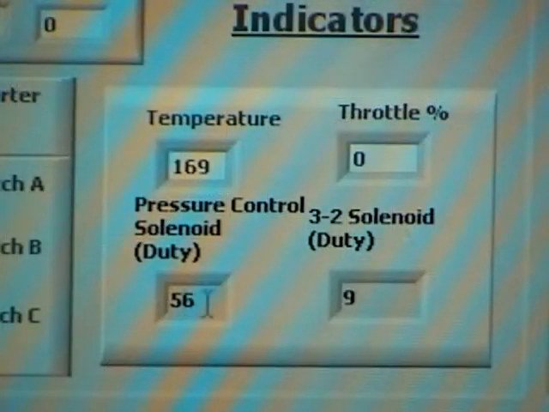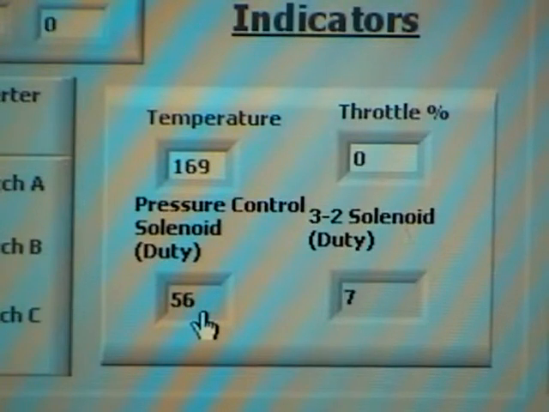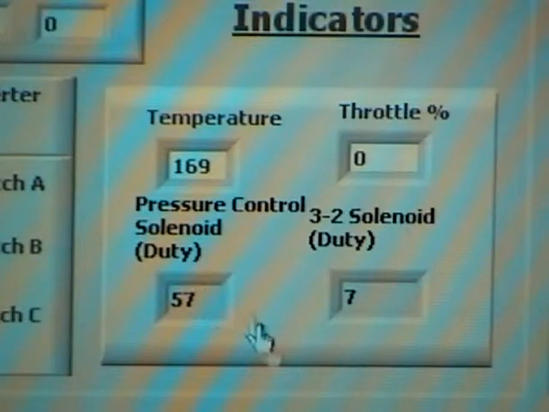Now the indicator right here is showing duty cycle, and it's at 60% right now, and that is actually the minimum line pressure that is allowed in the transmission. And as this goes down to 0, it is approaching the highest line pressure. So you just have to keep in mind that it's reversed compared to what you think. So right now we have 60% because basically no one's pressing on the throttle.